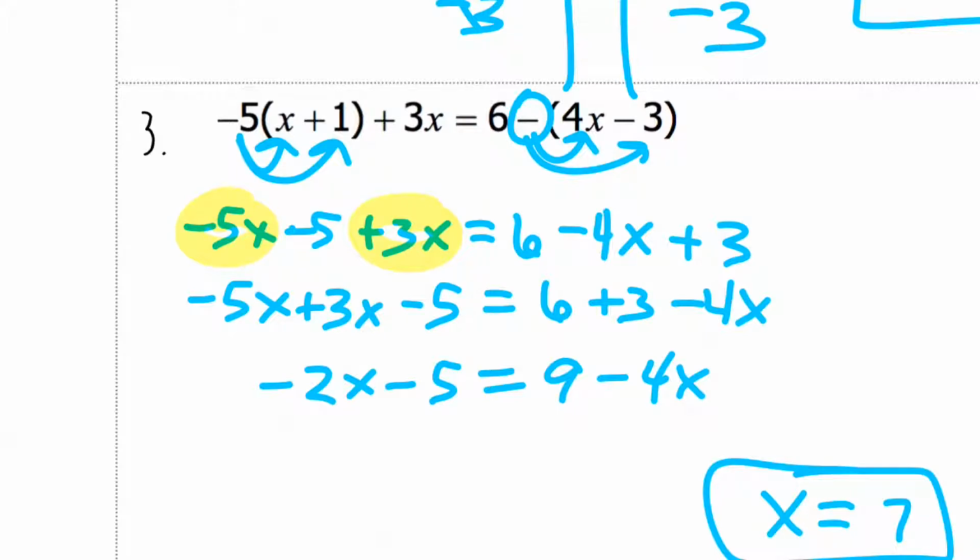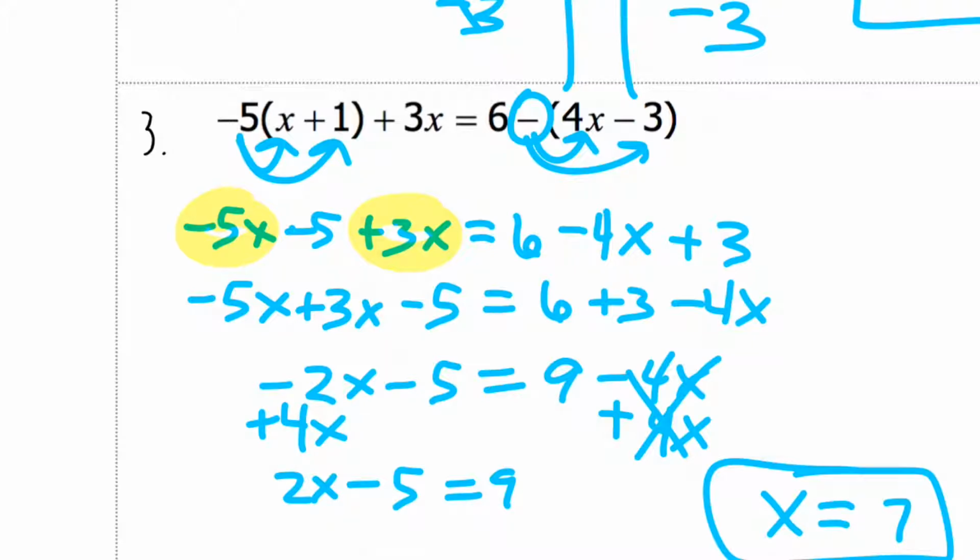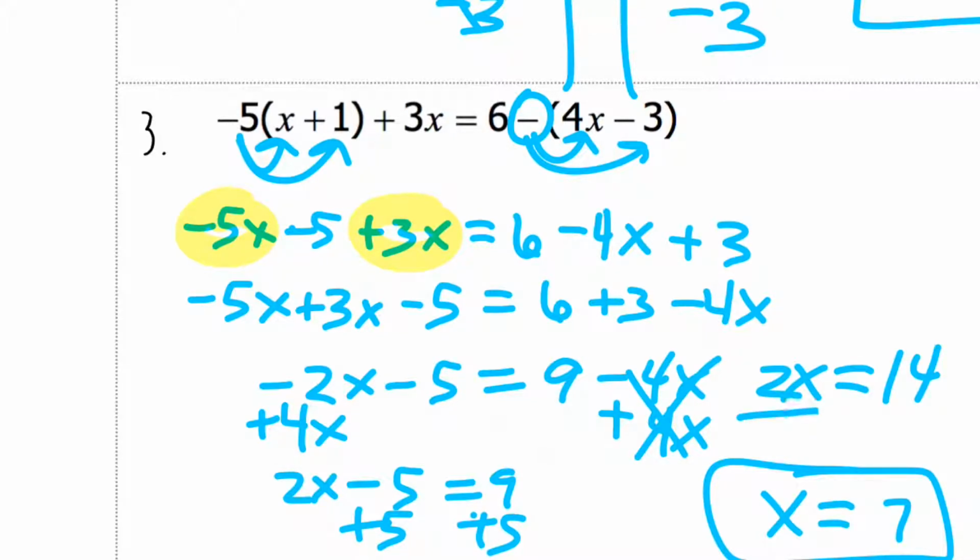So I've simplified both sides, and now I ask myself, are there variables on both sides? And there are. Which one is smaller, -2 or -4? -4 is smaller, so I'm going to add 4x to both sides. That cancels here, and I'm left with 2x minus 5 equals 9. Now I look at the side with the x, and I ask myself what I can get rid of. I can get rid of this -5 by adding 5. And when you do that, you get 2x equals 14. And if you divide both sides by 2, you get x equals 7.